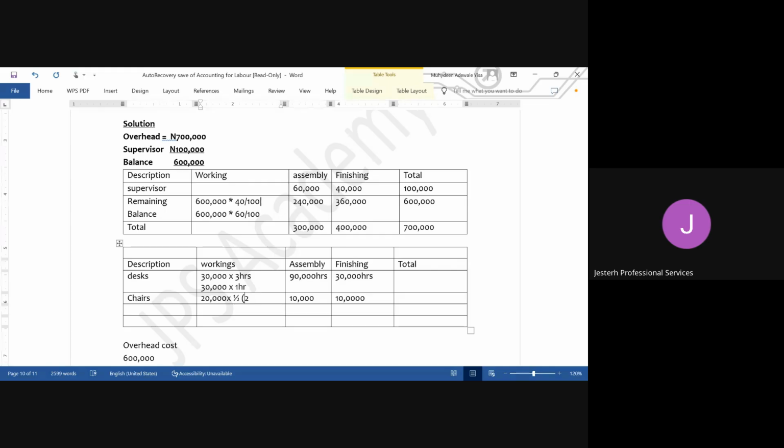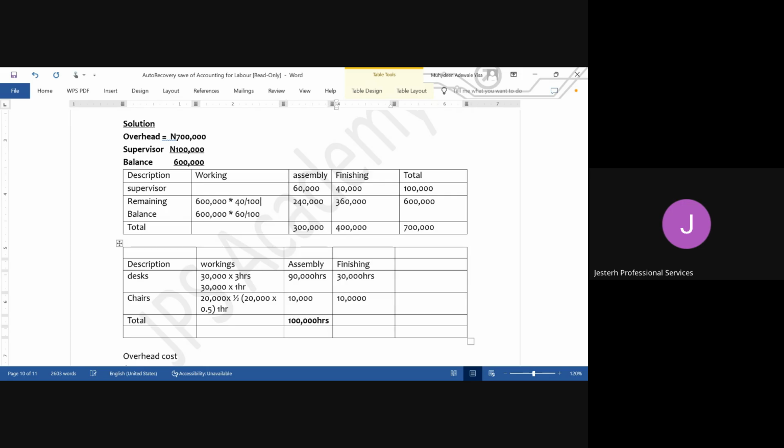To be on the safer side, you can also use another approach by saying 20,000 multiplied by 0.5. It's still going to give you 10. The major thing is to make sure that this 1 hour is split equally within these 2 departments. Then you now come here, total. Since this one is based on the department, on the assembly department we have 100,000 hours, while on the finishing we'll be having 40,000 hours.